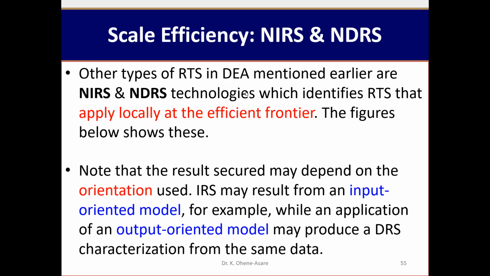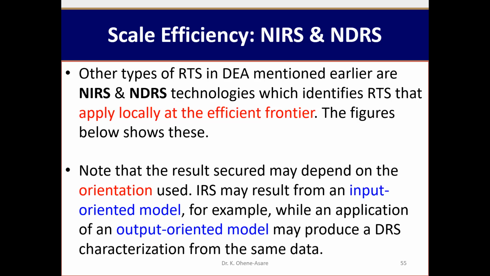Now, one last point to note: the result secured will depend on whether you are dealing with input orientation or output orientation. And this is a clue, take this: increasing returns to scale will usually come from an input-oriented model. So when you are doing an input orientation, you are more likely to get increasing returns to scale. Whereas if you have chosen an output-oriented model, you are more likely to see decreasing returns to scale in most of your data. So it is orientation based.